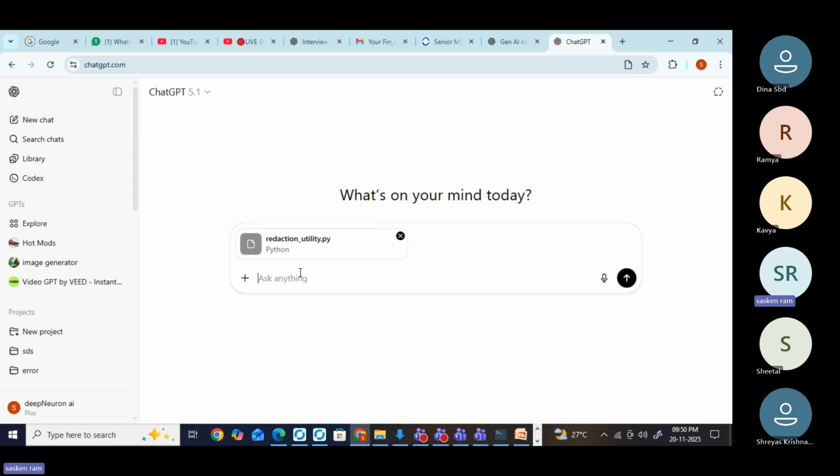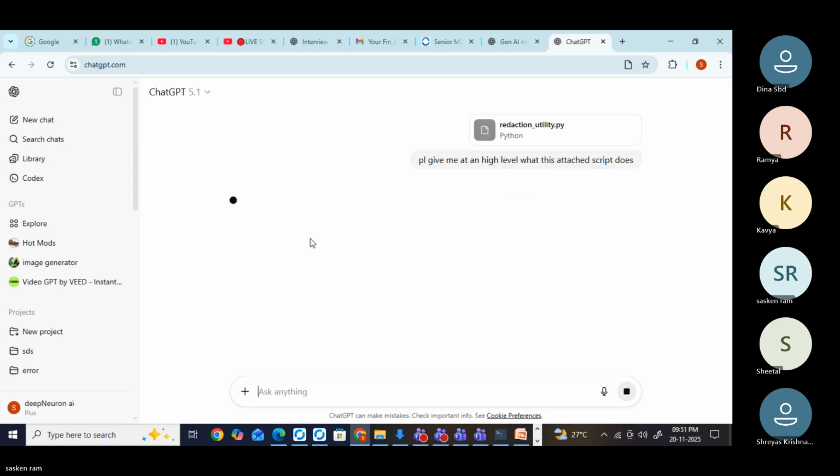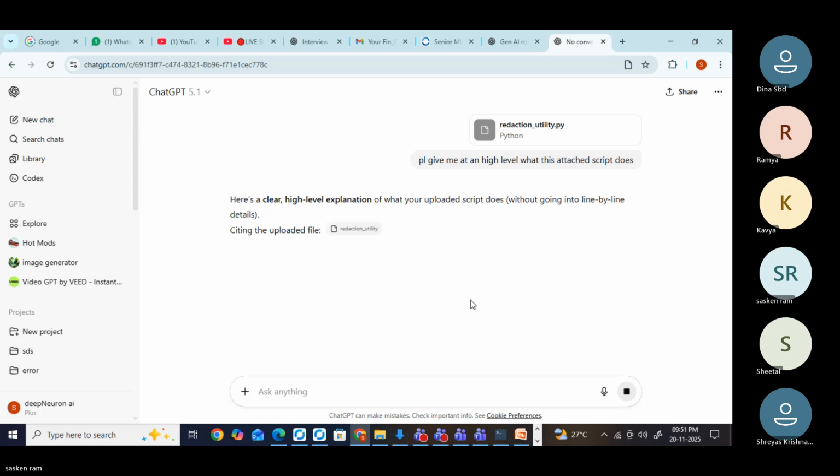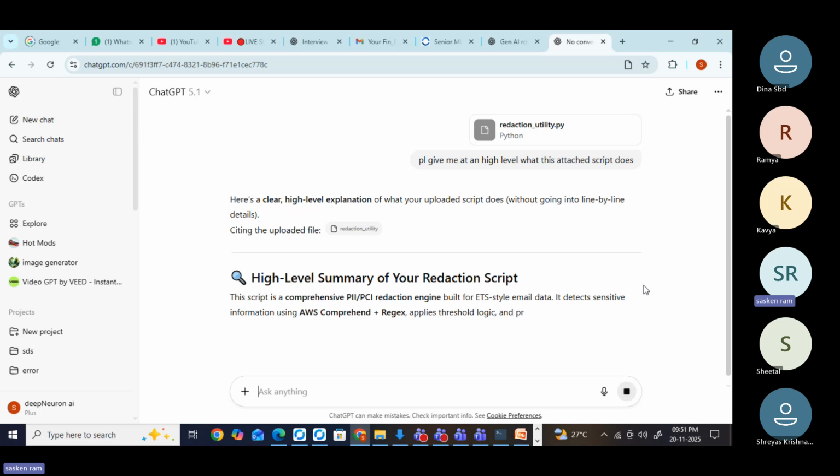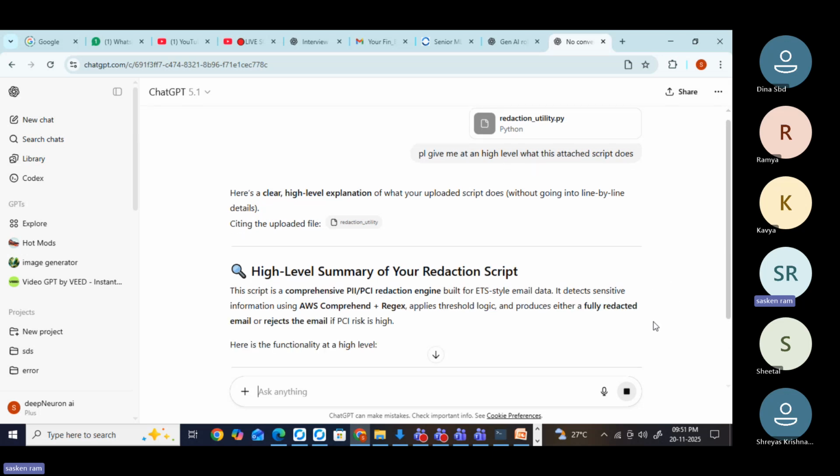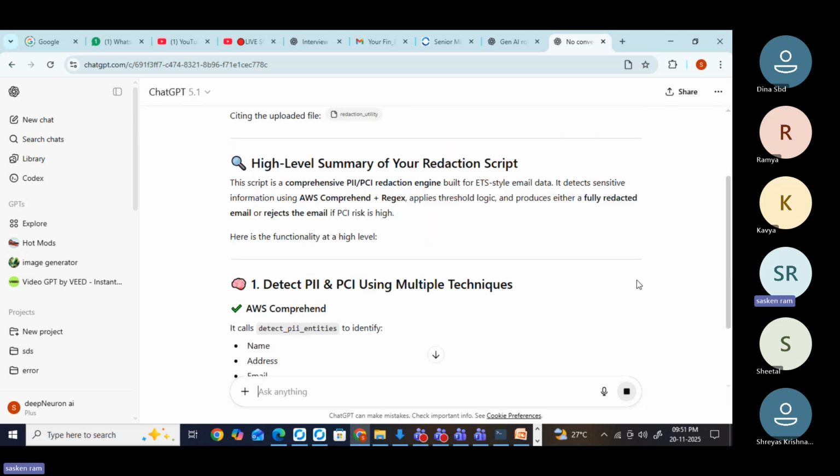For example, right, I uploaded my script here. Please give me at a high level what this attached script does. Look here. Comprehensive PII redaction engine built for AWS style. It detects sensitive information using Comprehend and fully redacts it, or rejects the redaction, meaning masking the data.